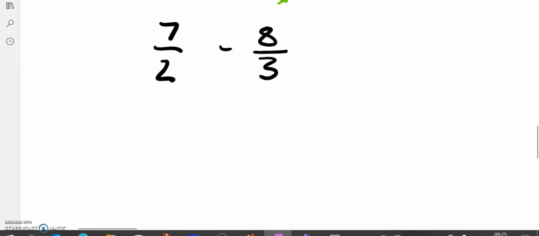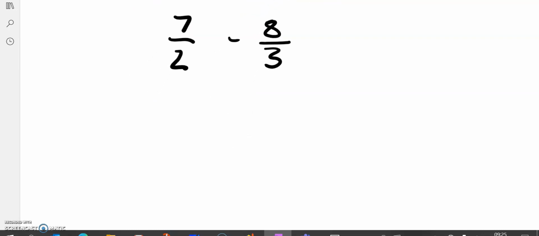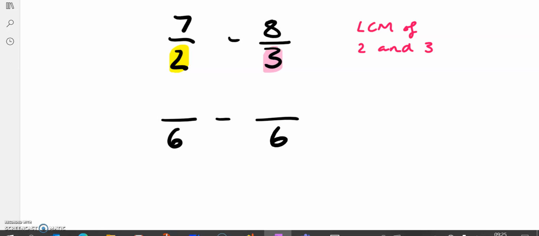Now this looks like a problem that we're quite familiar with from just the last couple of minutes. We are subtracting, so we want to make sure they've got the same name. Hopefully you can see here that these names are different. So we want to find the new name, and to do that we find the lowest common multiple of 2 and 3. What that means is what's the smallest answer in the 2 times table and the 3 times table. The smallest answer that's in the 2 and the 3 times table is 6.